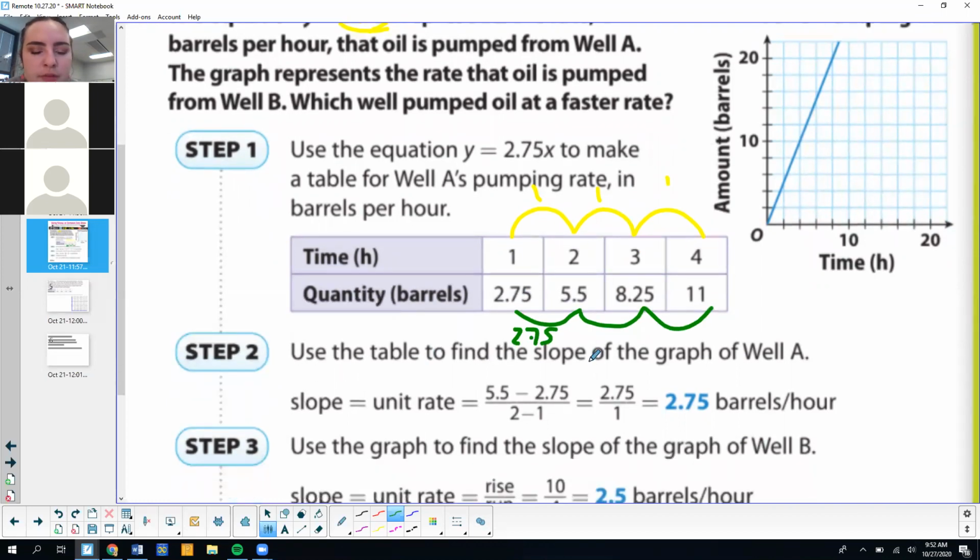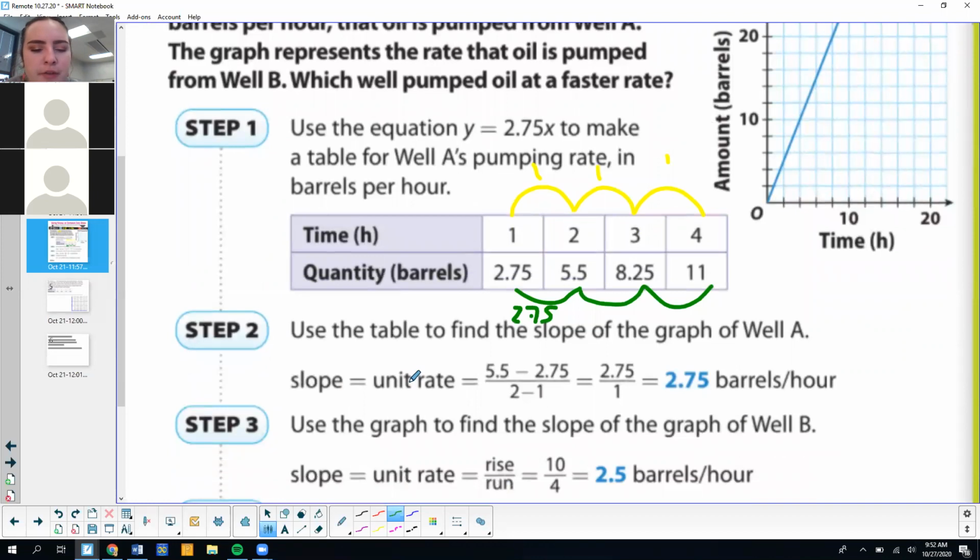Now use the table to find the slope of the graph of well A. So we're trying to find the slope. The slope and the unit rate are the same thing. What I just did is find the rate of change. This is taking y2 minus y1.